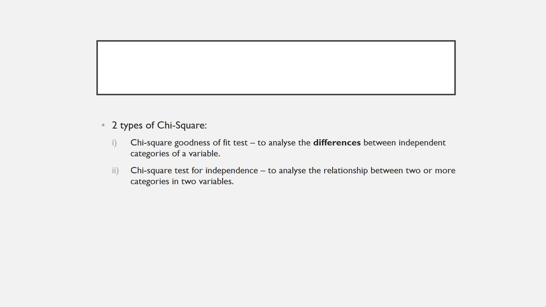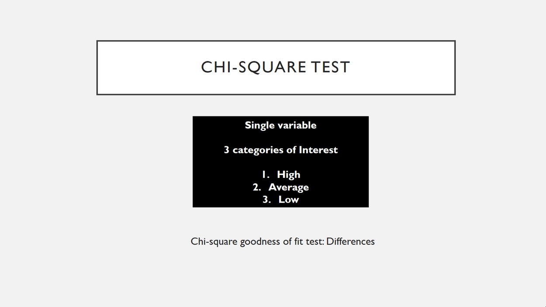We have two types of chi-square test. One is the goodness of fit test, which is to analyze differences between independent categories of a variable. The second is the test for independence, to analyze the relationship between two or more categories in two variables.